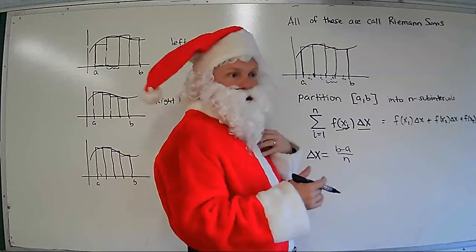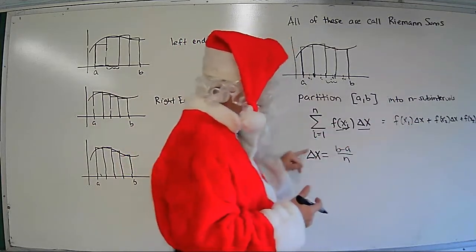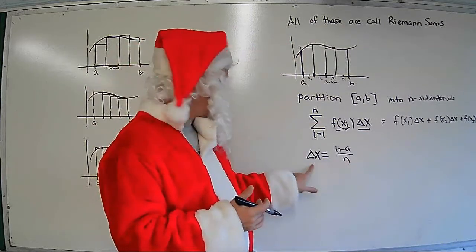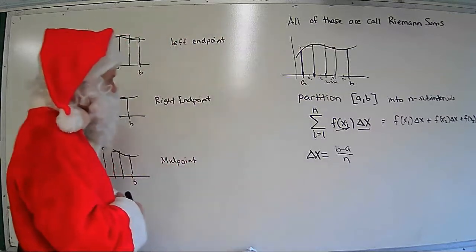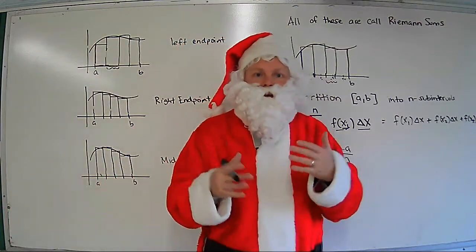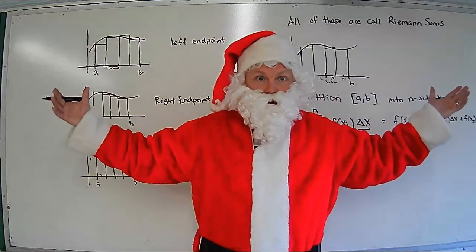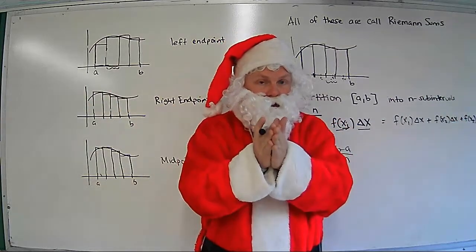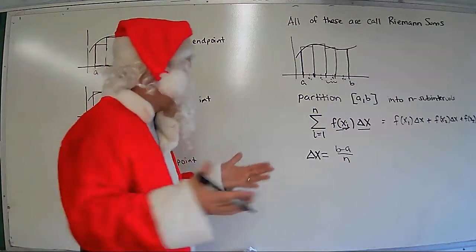One thing that you could do to increase the number of rectangles is to make n get bigger. And if n gets bigger, look over here, what happens to delta x? It gets smaller, because these are inversely related. So now the question is, is there a way that we can make n get infinitely big and consequently make delta x get infinitely small? And the answer is, yeah, we have a way to do that, and it's with limits.